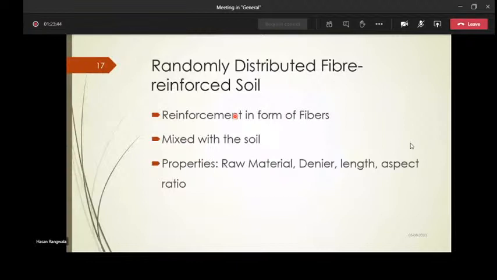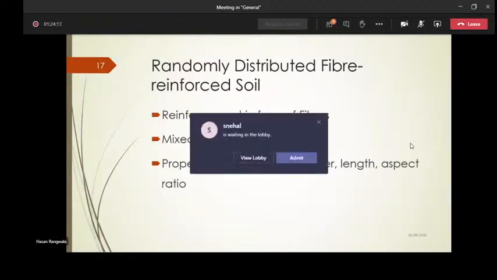The randomly distributed fibers are in the form of fiber which is mixed with the soil. So what we do in this is, for example, the simple example is the coir. You must have seen the coir waste. If I have that mixed with the soil, then also my soil can be improved, and this improved soil can be used for various applications.